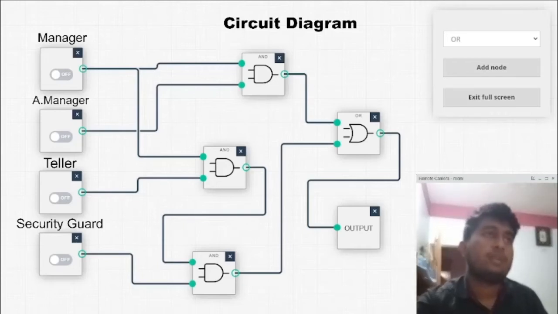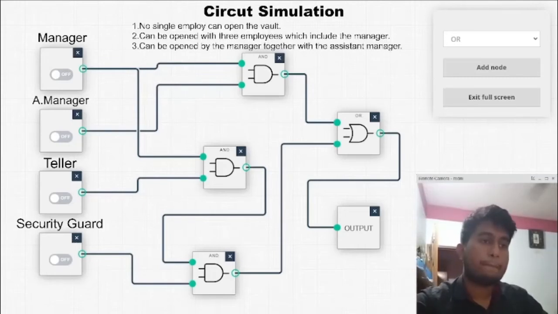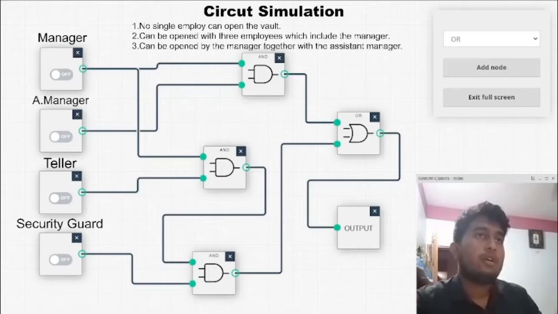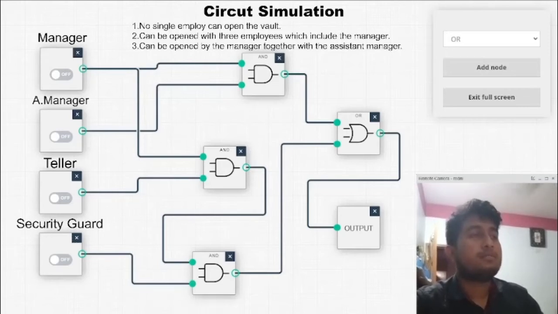Now we show our simulation. Now I am showing our circuit simulation. There are 3 conditions to open the vault. Number 1 is no single employee can open the vault. That means no single person can open the vault. Here we can see manager, assistant manager, teller and security guard. All 4 members' values are 0, and by this our output is also 0.